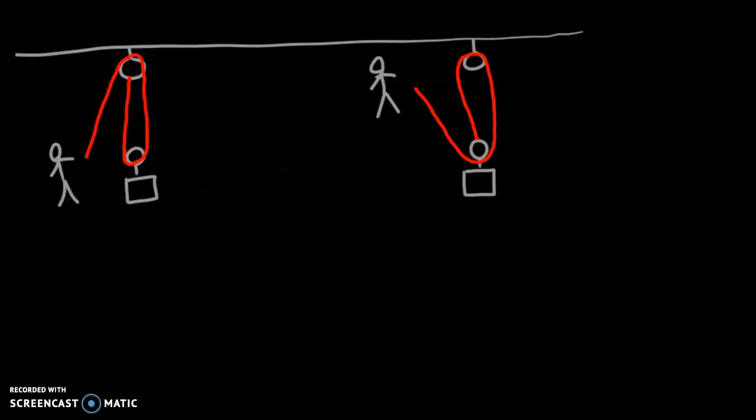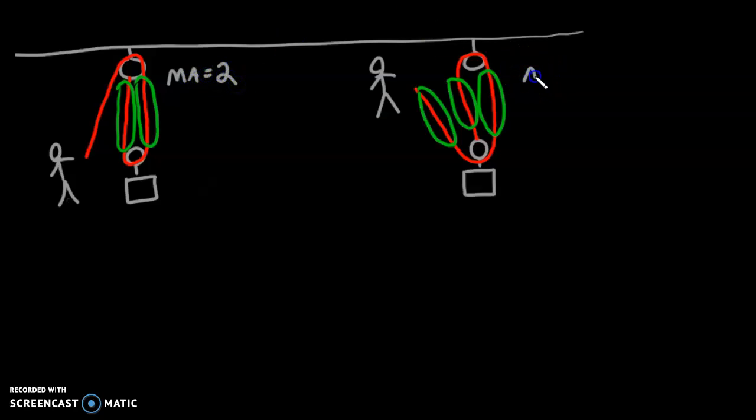Alright, so in this first combination pulley, I have 2 ropes helping pull up. This one just changes directions. It's not pulling the object up. In this case, I have 3 helping to pull the object up. So my mechanical advantage in this first example is going to equal 2. And my mechanical advantage in this second example equals 3.